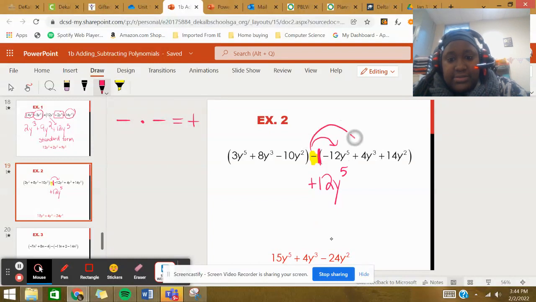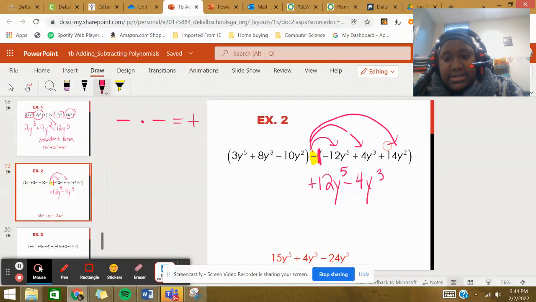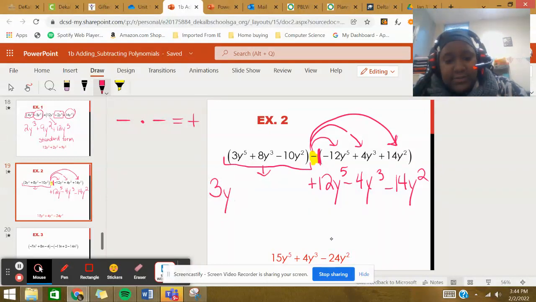Then we have a negative times a positive. So -1 times a positive 4 is going to give me a -4 y to the third. And then finally, we have a negative times a positive again. And in this case, we're going to have a negative 14y squared. Okay. This left-hand side, I didn't do anything to it, so I'm just bringing it down. So the left side, we had 3y to the fifth plus 8y to the third. Finally, minus 10y squared.